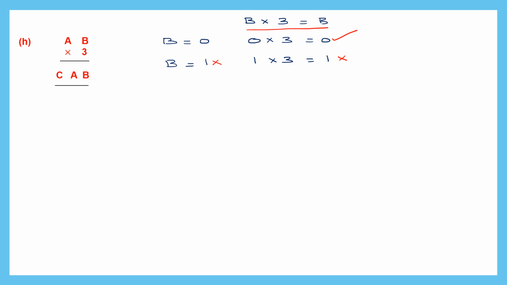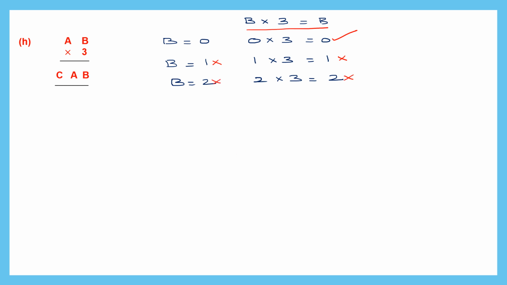Now let's see if B can be 2. If B is equal to 2, then B into 3 is equal to B will be 2 into 3. So in the place of B, we're going to write 2. 2 into 3 is equal to B, which is 2. Now, is this multiplication correct? 2 3s are 6 and not 2, isn't it? So this is also not possible. So B cannot be 2.